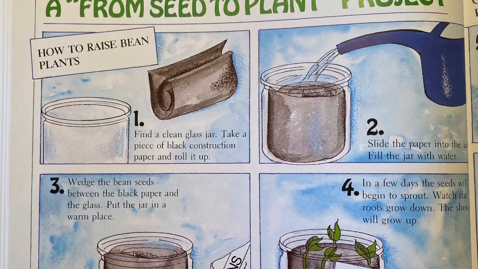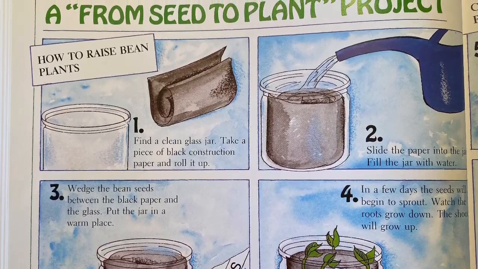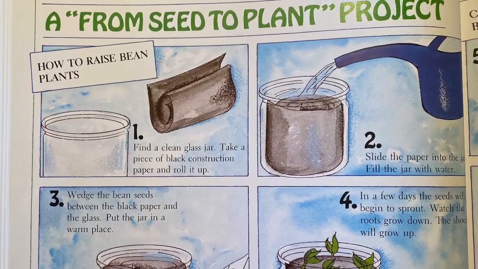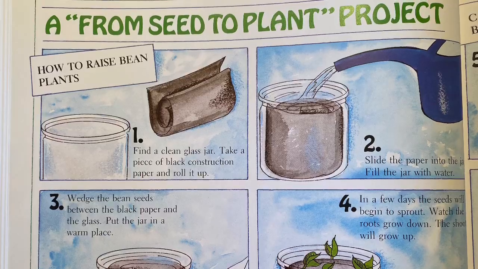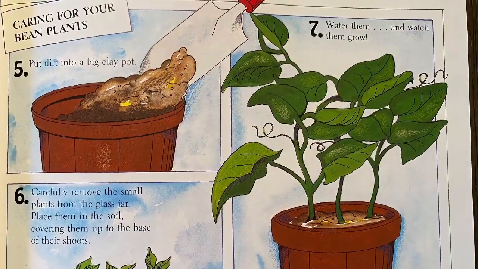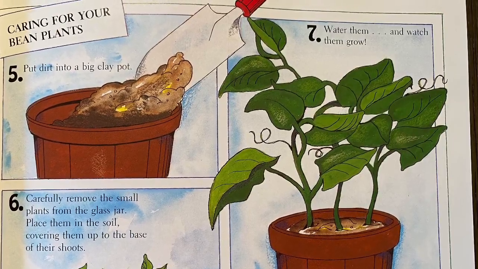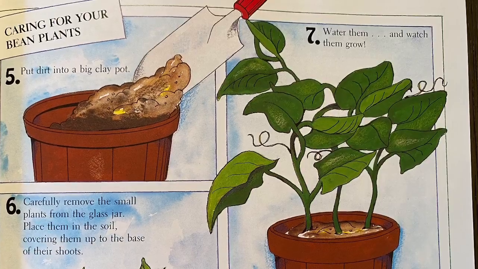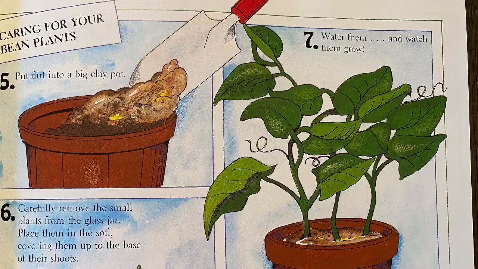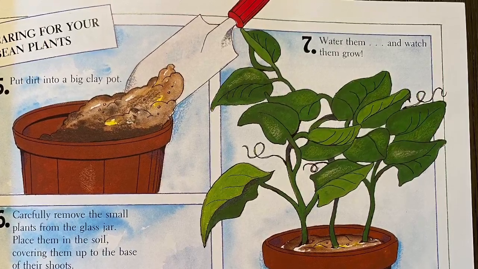4. In a few days, the seeds will begin to sprout. Watch the roots grow down. The shoots will grow up. Watching your bean seeds while they sprout. Caring for your bean plants. 5. Put dirt into a big clay pot. 6. Carefully remove the small plants from the glass jar. Place them in the soil, covering them up to the base of their shoots. 7. Water them and watch them grow.